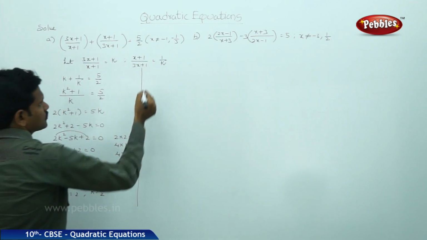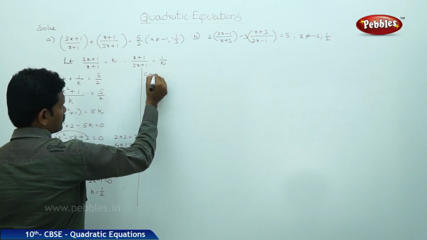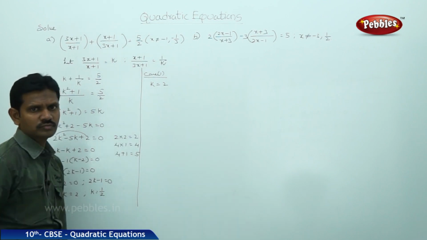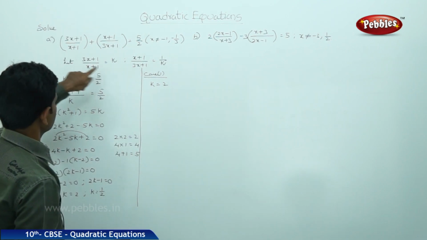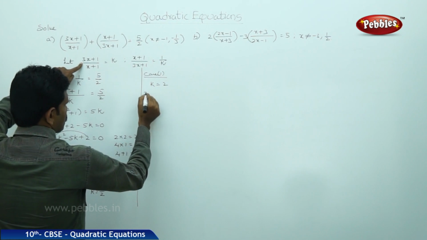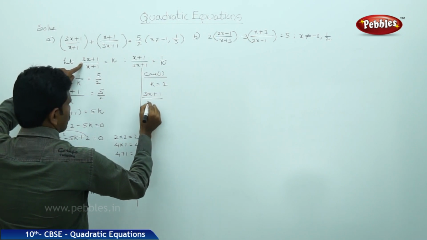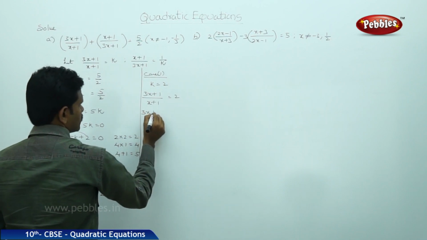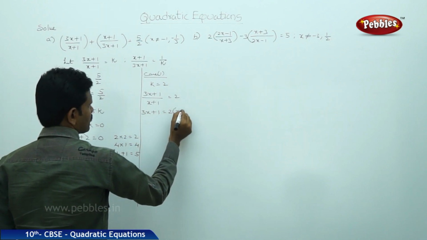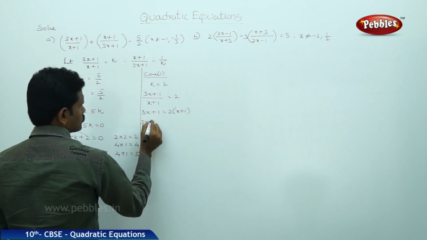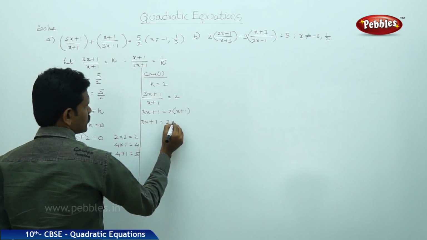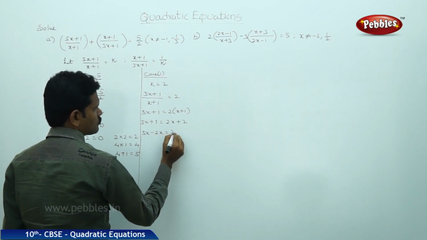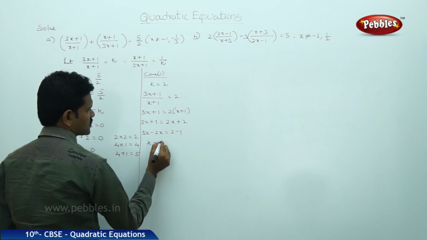k. That is, case 1, k is equal to 2. What is the k? Very beginning my supposition, 3x plus 1 by x plus 1 is equal to 2. 3x plus 1 is equal to 2 times of x plus 1. 3x plus 1 is equal to 2x plus 2. 3x minus 2x is equal to 2 minus 1. That is, x is equal to 1.